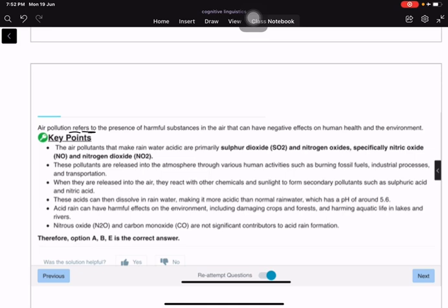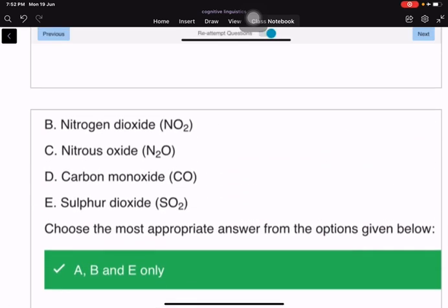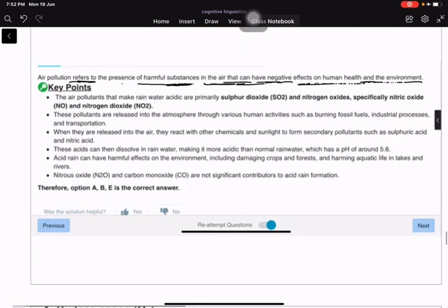Air pollution refers to the presence of harmful substances in the air that can have negative effects on human health and the environment. I think A, B, and E. A is deleted. So the air pollutants that make rainwater acidic are primarily sulfur dioxide and nitrogen oxides, specifically nitric oxide NO and nitrogen dioxide NO2.